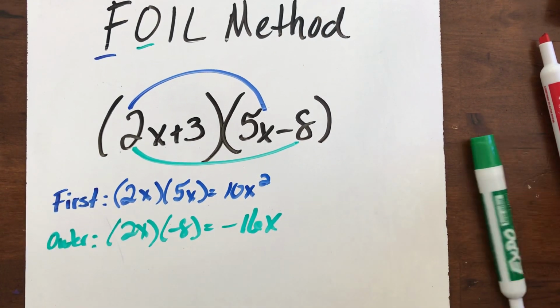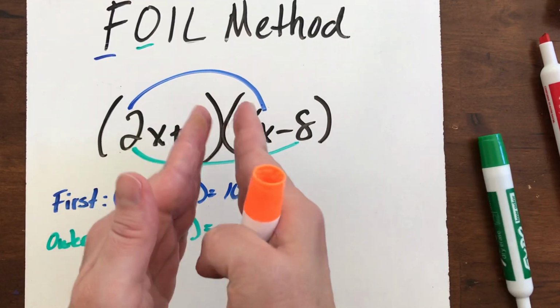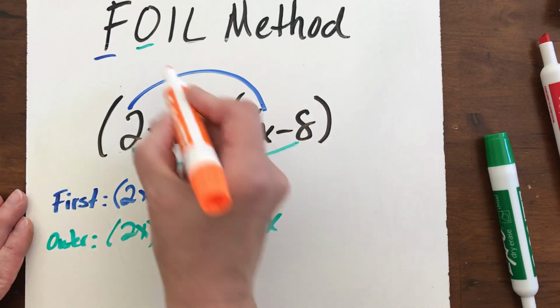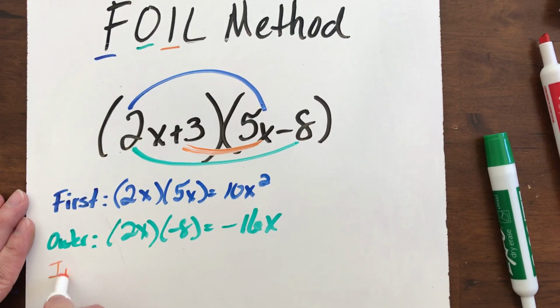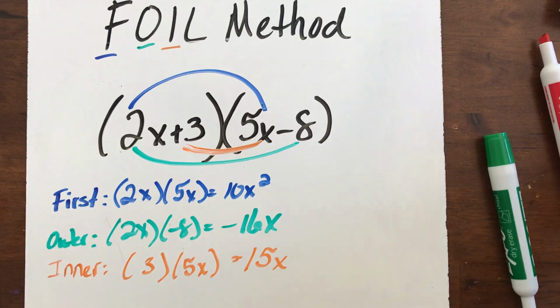And then you have the inner, where you multiply the terms on the inside, kind of like the meat. This is the bread, this is the meat. So that's going to be the I for inner. So you're going to multiply 3 times 5x, which is going to be 15x.